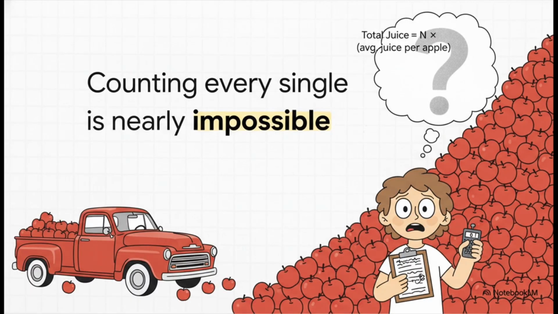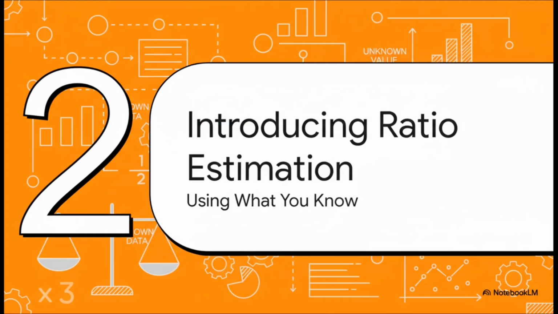Now, you might think, okay, easy enough. You just take a random sample of apples, figure out their average juice content, and multiply that by the total number of apples in the truck, right? That's our basic estimator. But here's the huge roadblock. Are you really going to count every single apple on that truck to get the total population size N? No way. It's just not going to happen. It's wildly impractical. So our standard approach is dead in the water. We're stuck. And this, right here, is where ratio estimation swoops in to save the day.